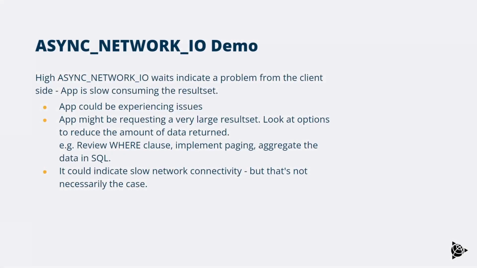This is a recap of our async network IO demo. High async network IO waits indicate that there's a problem from the client side. The application is slow consuming the result set. It could be the application is experiencing issues. The application could also be requesting a very large result set.